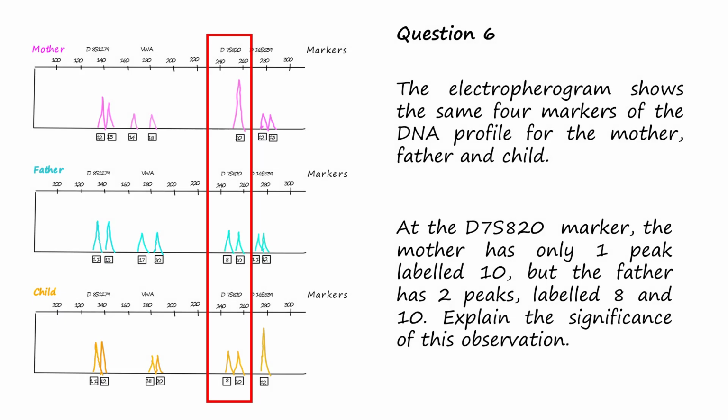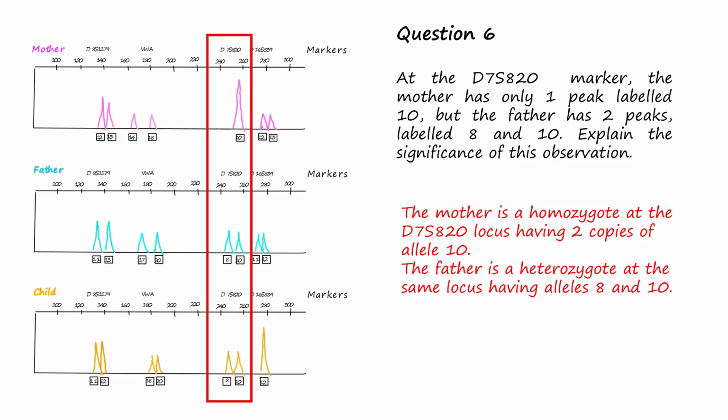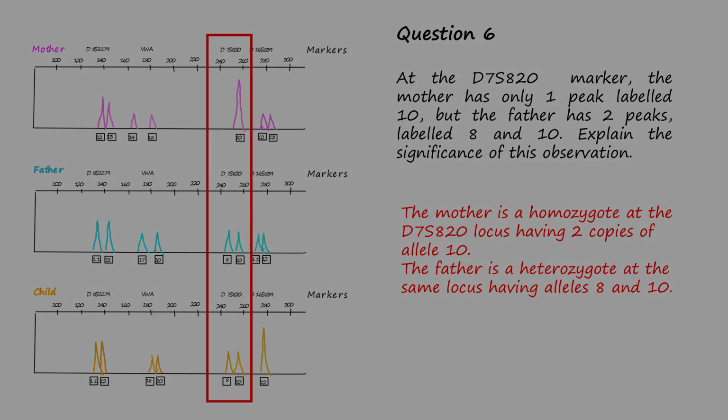Question 6. The electrophoregram shows the same 4 markers on the DNA profile for the mother, father, and child. At the D7S820 marker, the mother has only 1 peak labeled 10, but the father has 2 peaks labeled 8 and 10. Explain the significance of this observation. Answer. The mother is a homozygote at the D7S820 locus, having 2 copies of allele 10. The father is a heterozygote at the same locus, having alleles 8 and 10.